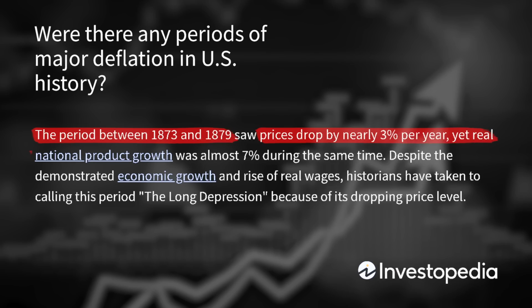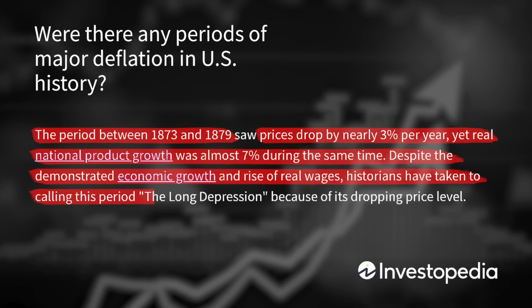Yet real national product growth, which is basically GDP, was almost 7% during the same time. Despite the demonstrated economic growth and rise of real wages, historians have taken to calling this period the Long Depression because of its dropping price levels. Obviously, these are Keynesian historians.